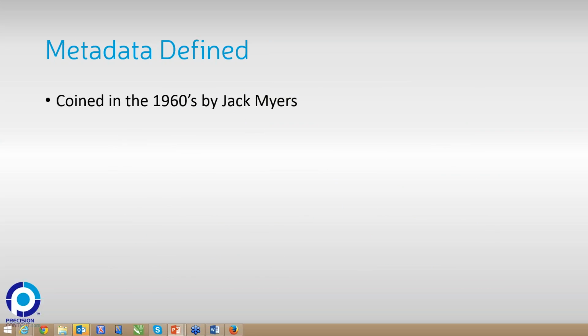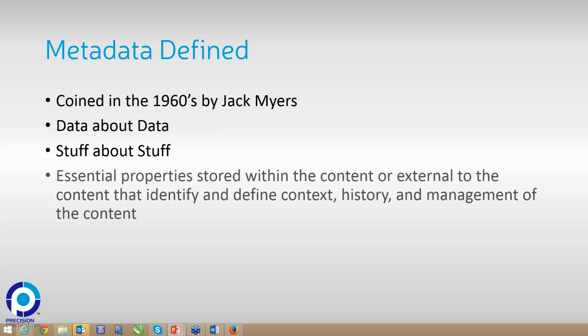Metadata, as defined, was coined back in the 1960s. Its textbook definition right now is as simple as data about data. Of course, that's about as useful as stuff about stuff, really, isn't it? It's not very descriptive as to what it does. So maybe a more elaborate explanation would be to say that it's essential properties, usually structured within the context of external content to identify and define information about that content.